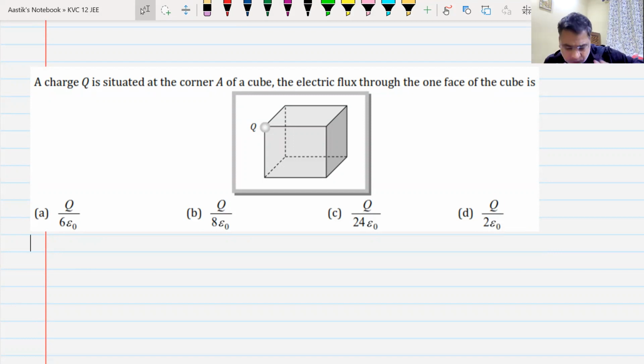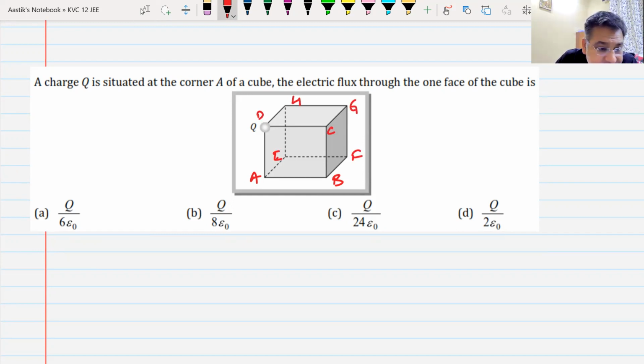Forget about this question. First, try to understand through which faces the flux is the same and through which faces the flux is different. You can name them if you want. So I'll name them for you so that it becomes easier for you to understand. A, B, C, D, E, F, G, H. You have 2 minutes to show your talents, else I'll show mine.